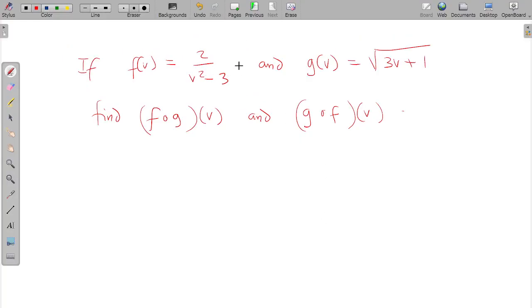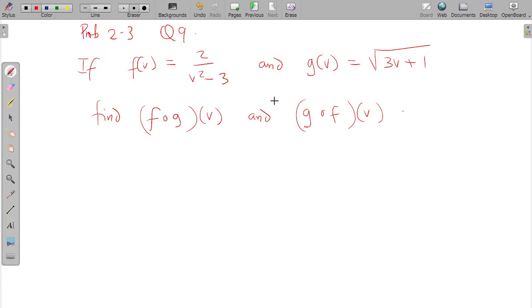Okay, so we want to also take this question. This question is in problem 2.3, question 9. Okay, we are given these two functions and we want to find the composite of f and g. That means we are putting g into f, and here we are putting f into g.